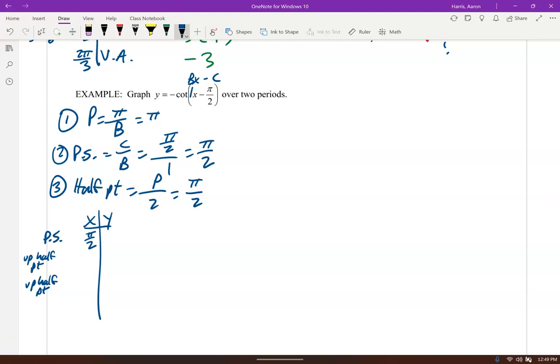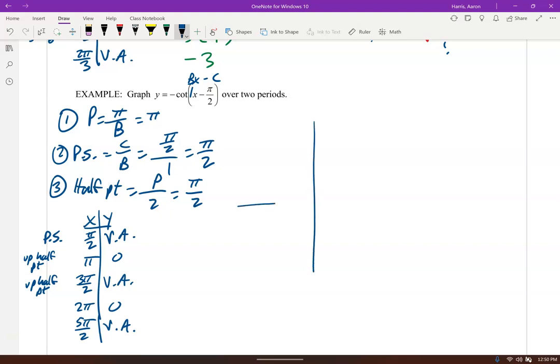So the phase shift is pi/2 plus the half point pi/2. Pi/2 plus pi/2 is pi. Pi plus another pi/2 is 3 pi/2. 3 pi/2 plus another pi/2 is 4 pi/2, or 2 pi. 4 pi/2 plus another pi/2 is 5 pi/2. And this will be our vertical asymptote initially. You can plug them in to check that, make sure that they're undefined, and these will give me my intercepts.